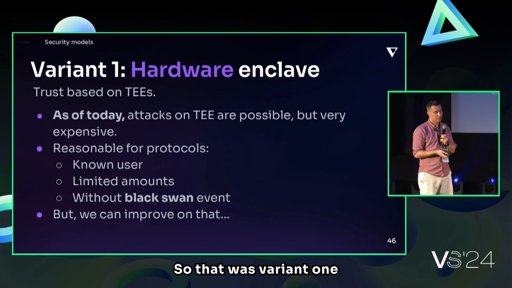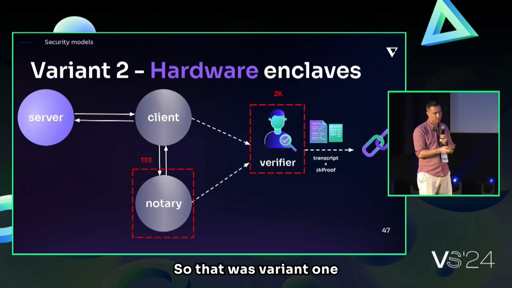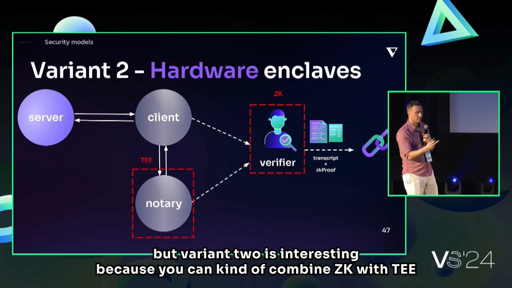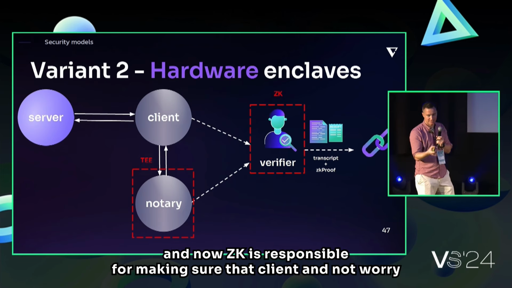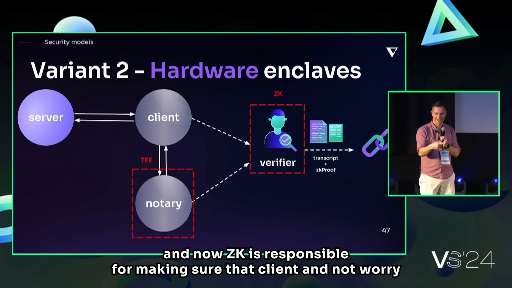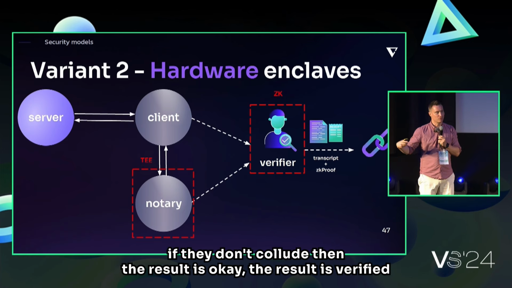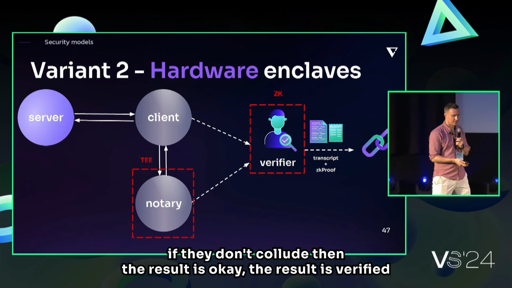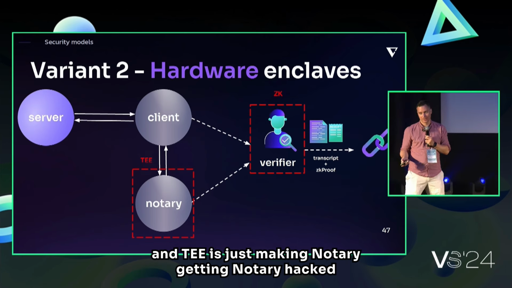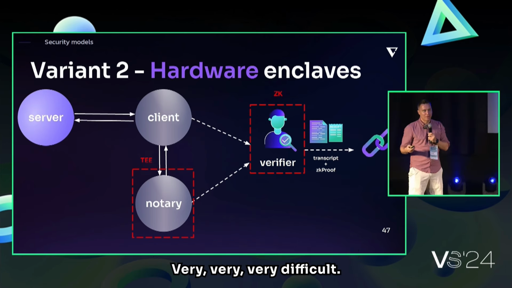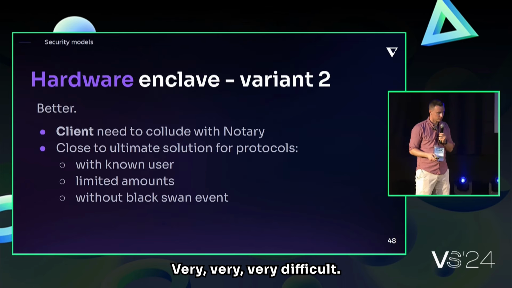So that was variant 1, but variant 2 is interesting because you can kind of combine ZK with TE, and now ZK is responsible for making sure that client and notary, if they don't collude, then the result is okay, the result is verified, and TE is just making getting notary hacked very, very, very difficult.